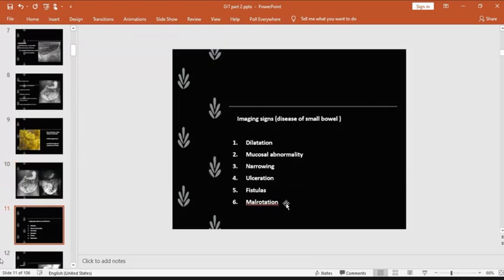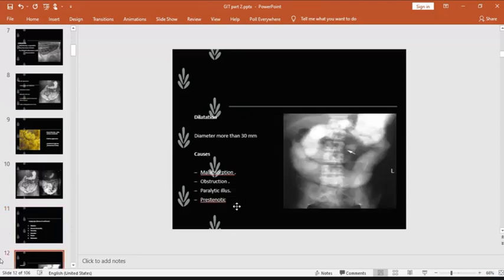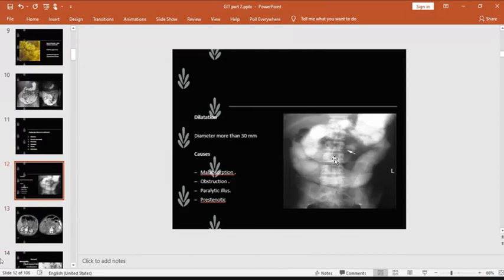Now we talk about the imaging findings in cases of small bowel disease, which include dilatation, mucosal abnormality, narrowing, ulceration, fistula, and malabsorption. Some of the features are similar to what we discussed for the esophagus and gastric region, but there are other cases, such as malrotation related to the small bowel. Dilatation: as I mentioned previously, the diameter of the small bowel should be 25 millimeters or less. If it exceeds 30 millimeters, it is considered dilated. The causes of dilatation are many, including malabsorption, obstruction, paralytic ileus, and pre-stenotic dilatation, according to the cause.